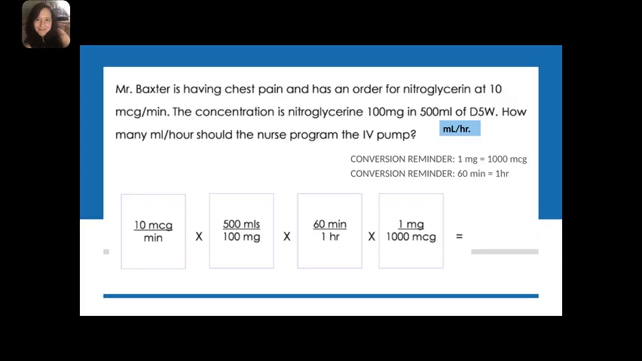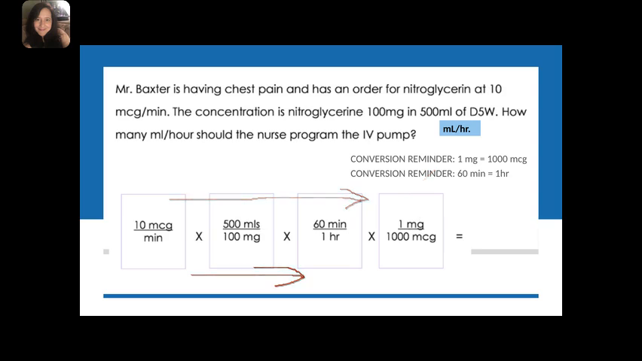10 with the micrograms here in the numerator, I can cancel out with the denominator. I'm going to cancel out the minutes in this denominator with this in the numerator. I'm going to get rid of the milligrams in the denominator with this one in the numerator. I'm left with mils, and I have an hour, so this is correct. So that's important to know. Now it's just a matter of doing your math: you multiply across all the numerators, then your denominators, and then you divide the denominator into the numerator to get your answer.